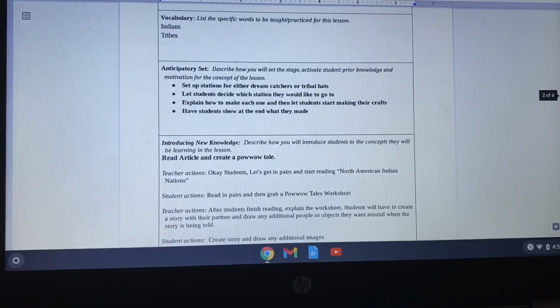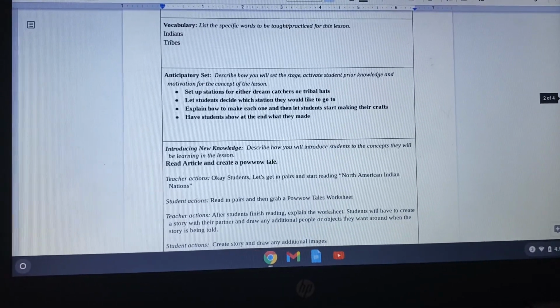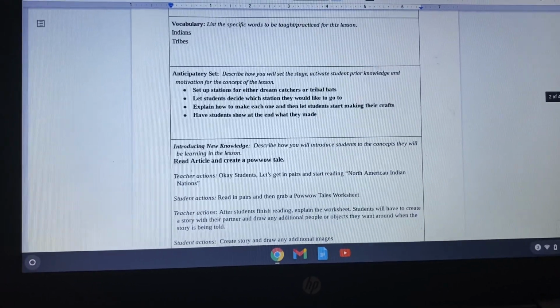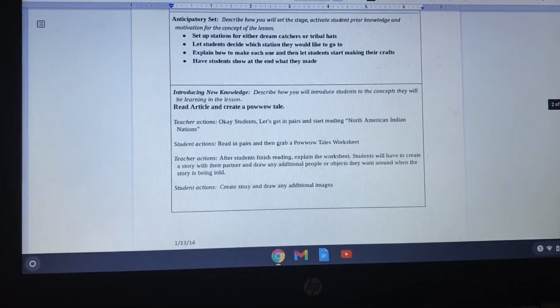Anticipatory set, I said set up stations for either dream catchers or tribal hats. Let students decide which station they would like to go to. Explain how to make each one, and then let students start making their crafts. And have students show at the end what they made.